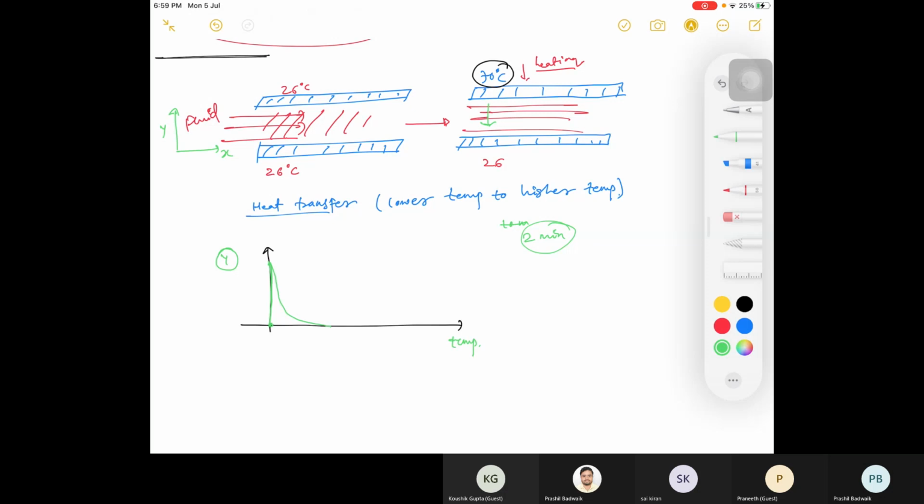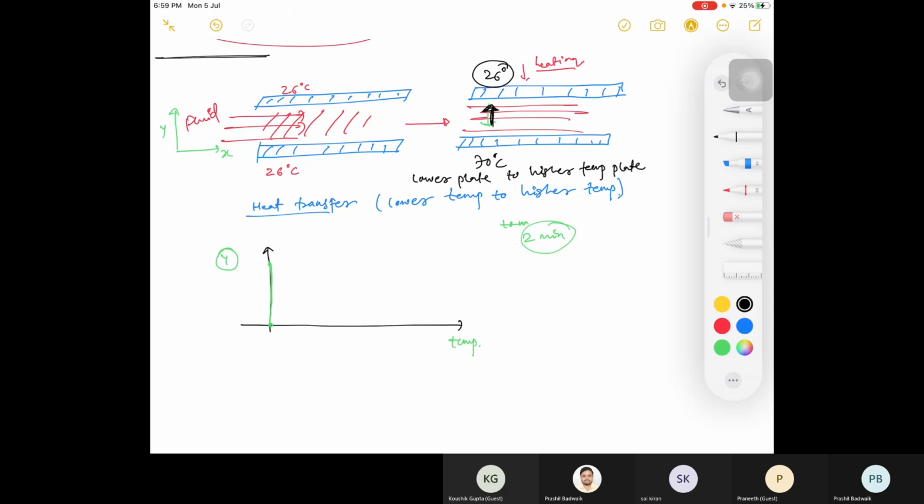Opposite you will get. Or you can consider this lower one as 70 degrees Celsius and the upper is 26. So there will be heat transfer from the lower plate to the higher temperature plate.